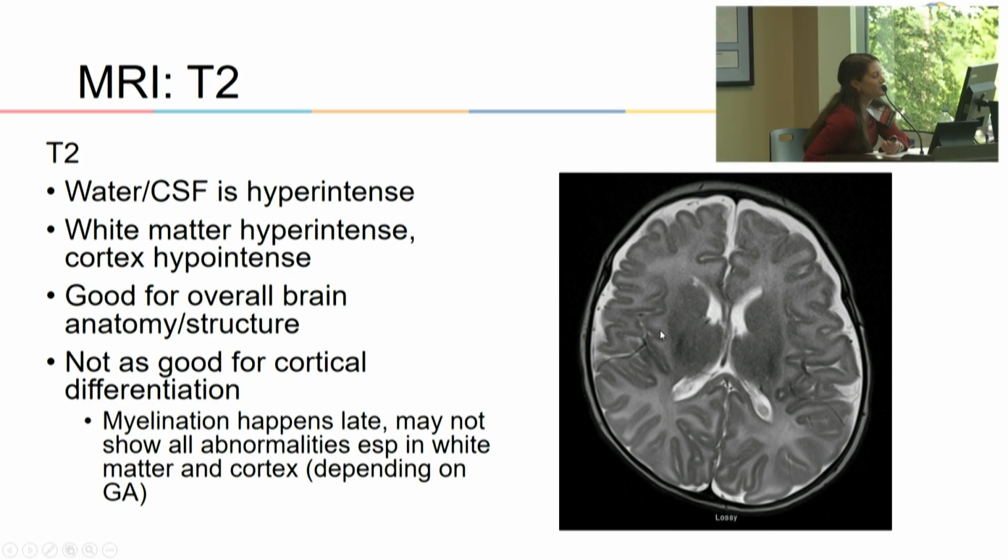So here's an example of T2. It's just the opposite of T1. In T2, water is bright. So I think of H2O, water is bright, T2. And water is bright, and then fat will be dark. So you can see a little bit of the myelination there in the posterior limb, and the internal capsule is dark. Like I said, it's good for overall anatomy and brain structure. We look at it a lot in babies, but after like 6-ish months, it's the best. But not as good for cortical differentiation early.